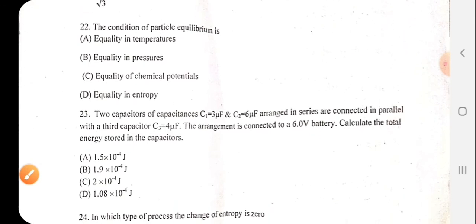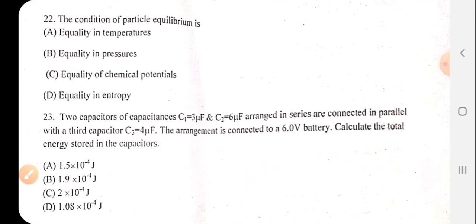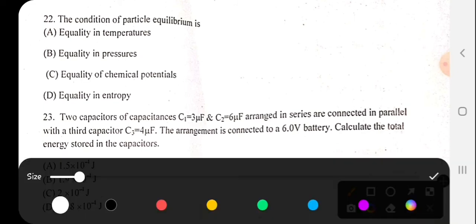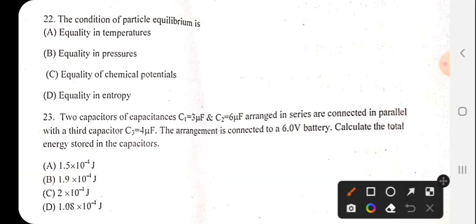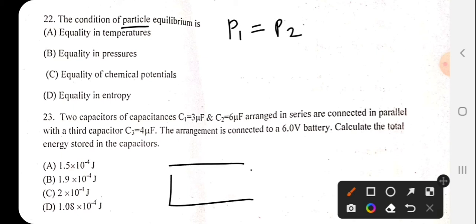Next, come to question number 22. This is given by the condition of particle equilibrium. So this is an important phenomenon: equilibrium of the particle. There are three kinds of equilibrium. First equilibrium is if P1 equals P2. Here there are two chambers, here gas number 1 and here gas number 2. These are separated by a semi-permeable membrane.